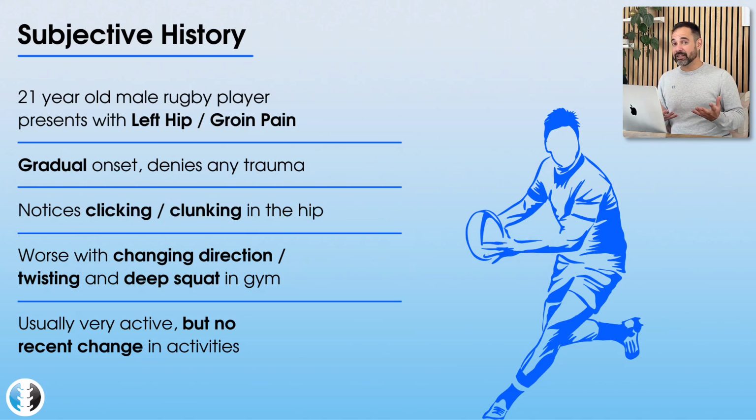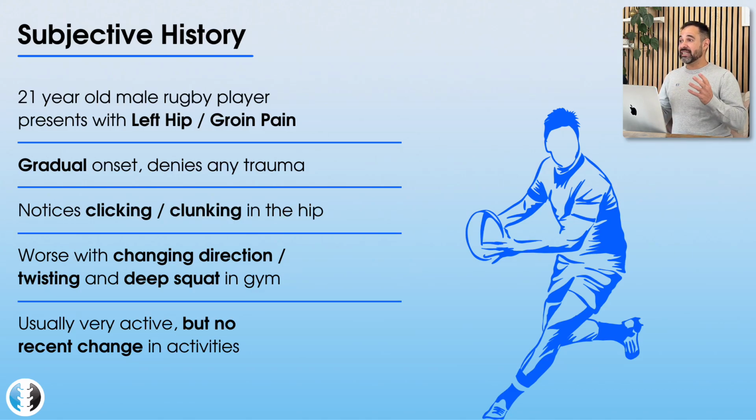So what about their key symptoms? They've noticed that they have a clicking or clunking sensation at the hip. This doesn't happen all the time, but sometimes they notice when they're turning quite sharply, they can feel this clunk sensation at their hip. They also notice that it's worse when they're changing direction. You can imagine this happening a lot during a rugby game. And they also notice that it's worse when they're doing a deep squat kind of maneuver in the gym. Naturally, they're trying to keep strong for their rugby, and when they do a deep squat, they can feel this pain around their left hip in the groin area.